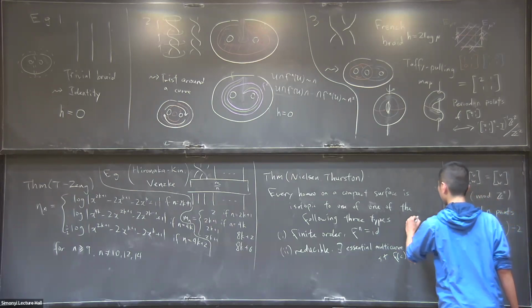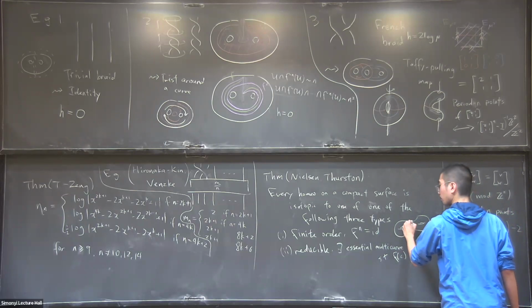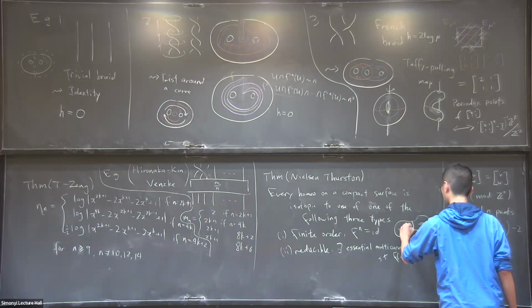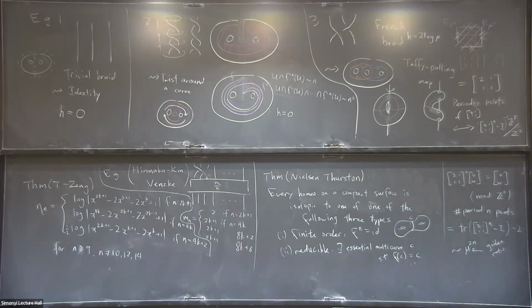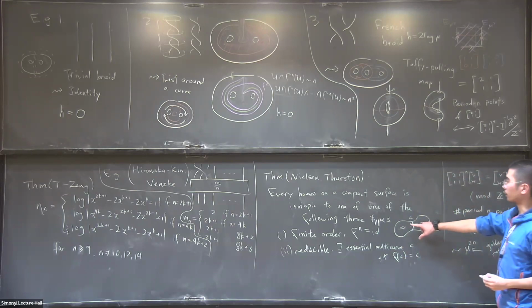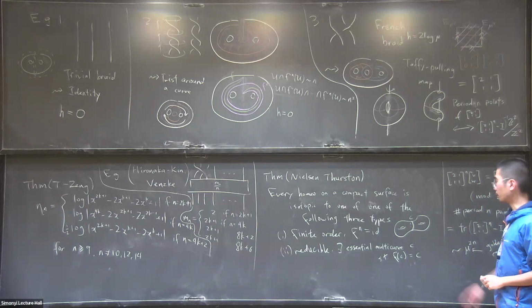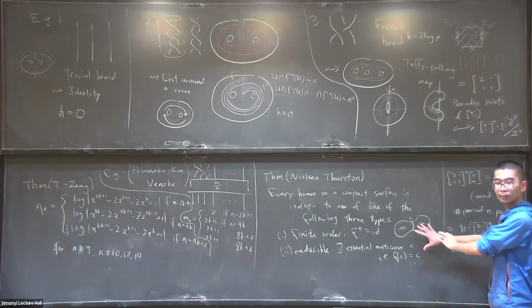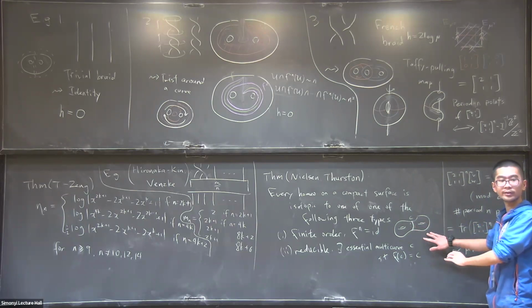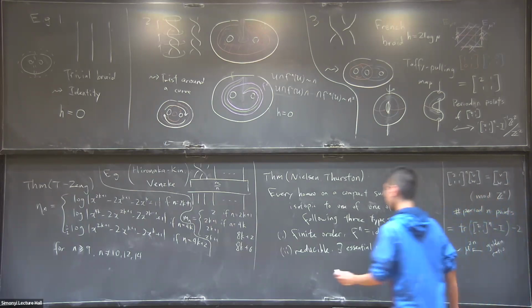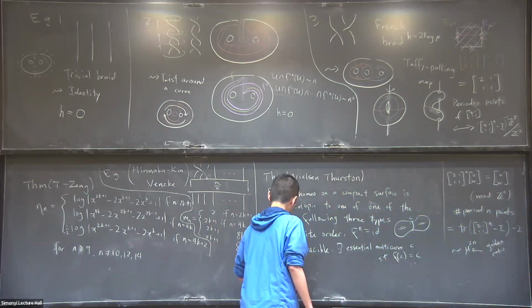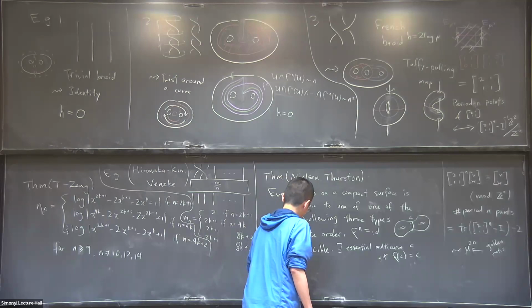So the picture here is if you had a surface, if you're reducible, you're going to get some curve like this that is fixed by the homeomorphism. And so what you can do is reduce the homeomorphism to the two pieces. So hence the name. And the third case is pseudo-Anosov.